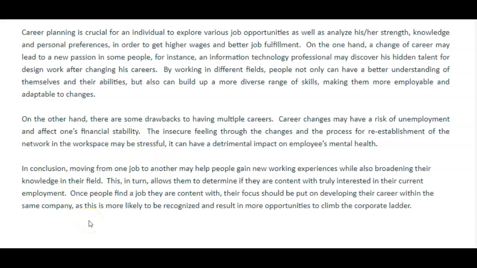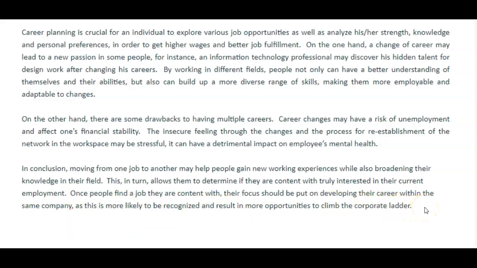So let's see what you actually said there. In conclusion, moving from one job to another may help people gain new working experiences while also broadening their knowledge in their field. This in turn allows them to determine if they are content and truly interested in their current employment. Once people find a job they are content with, their focus should be put on developing their career within the same company, as this is more likely to be recognized and result in more opportunities to climb the corporate ladder.